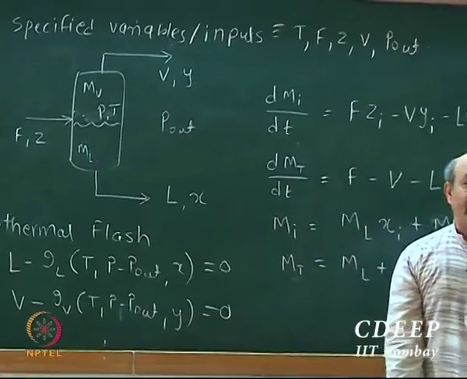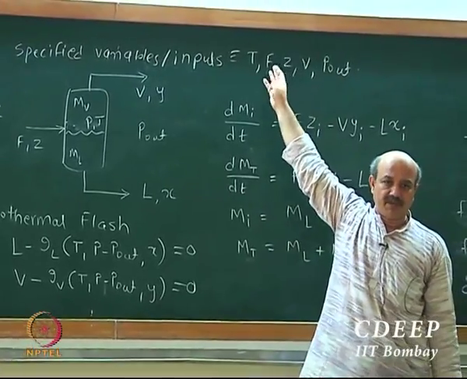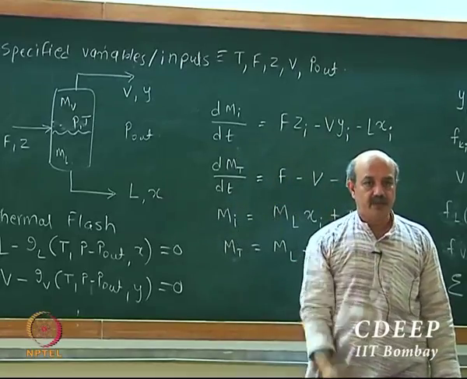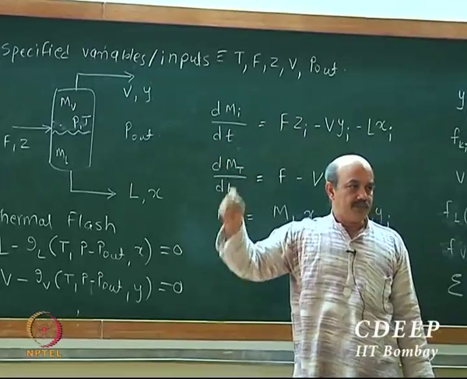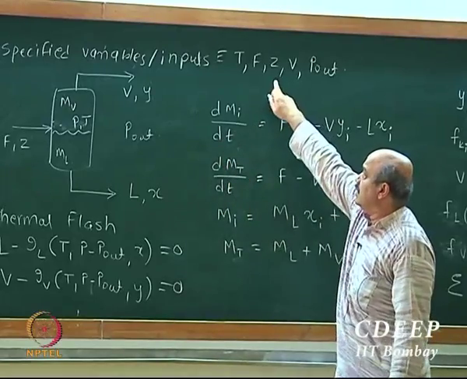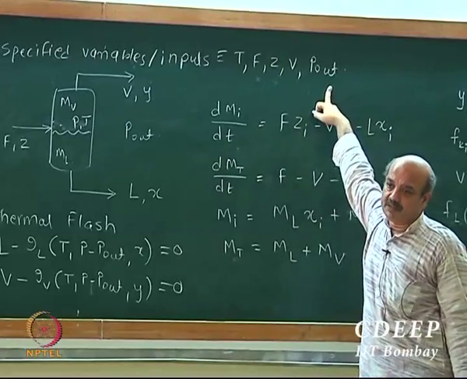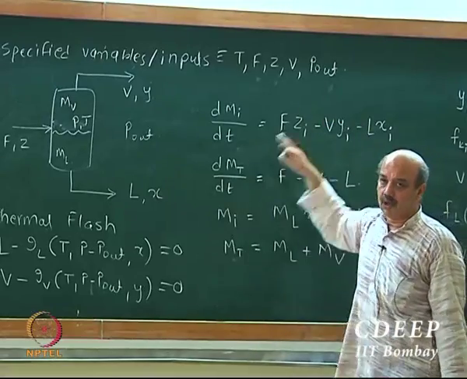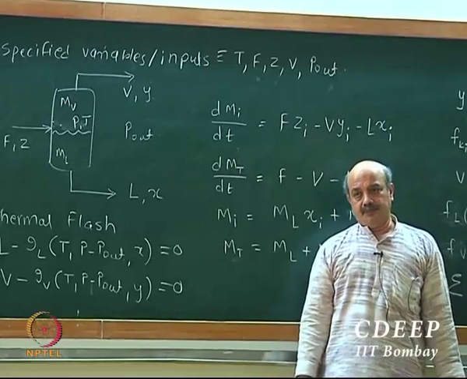Okay, these are the variables which have been specified. Isothermal flash, so T is specified. V is specified because you have designed the flash for a certain V, or you want to keep the V constant. Then feed conditions are specified and the pressure out is specified. So these things are specified, and then you want to actually solve these coupled differential algebraic equations together.